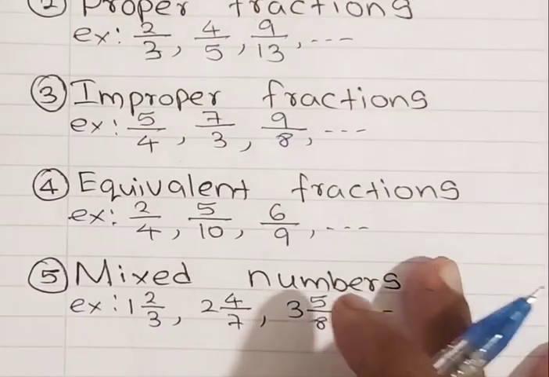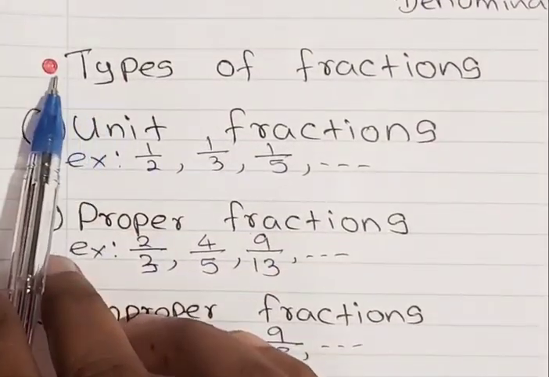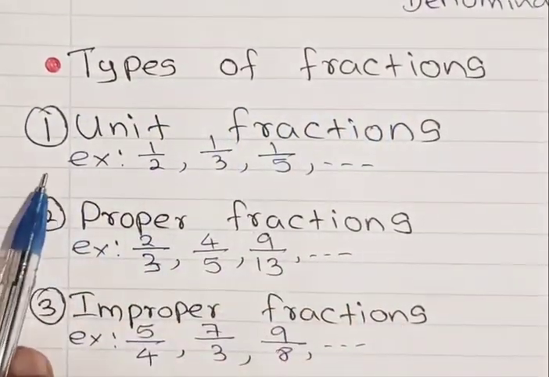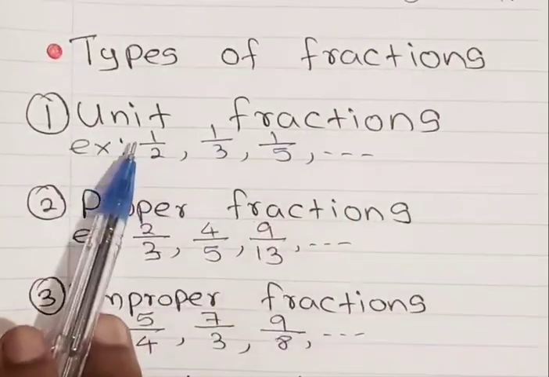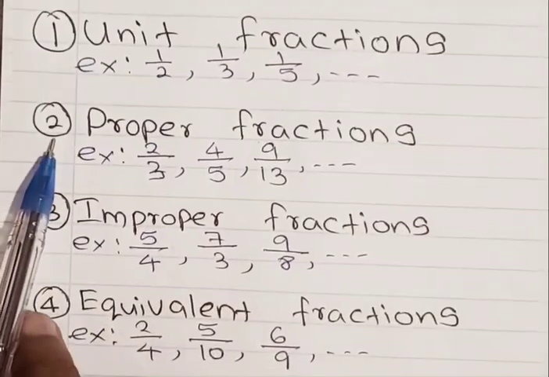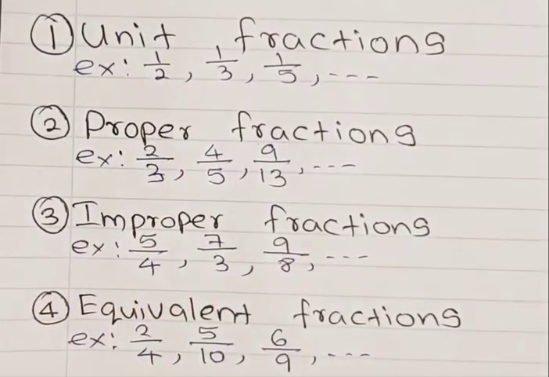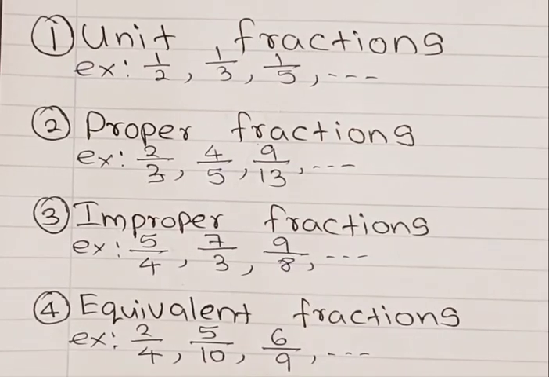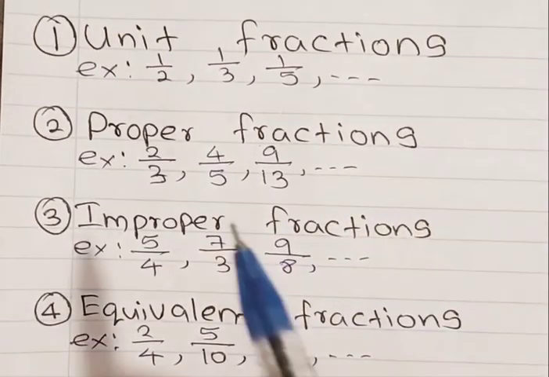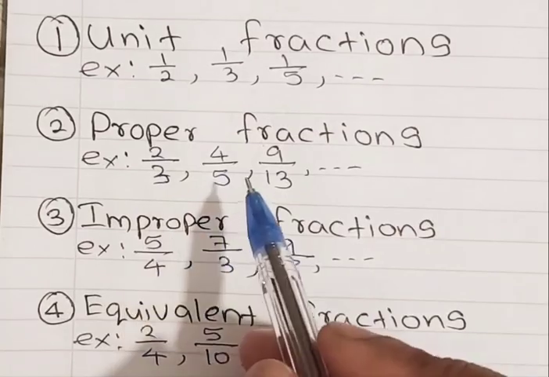Okay, so we can go back to the first one, types of fractions. Today we studied the types of fractions. The first one is unit fractions. If the numerator is 1, that is called a unit fraction. Secondly, we studied proper fractions. If the numerator is smaller than the denominator, that is called a proper fraction.